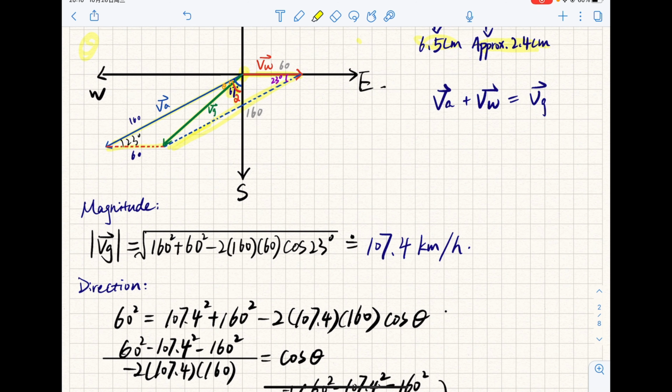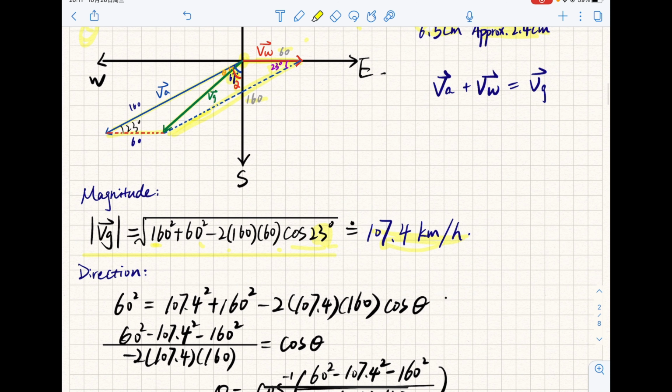Okay, now I have finished all the drawing, and I have to calculate the magnitude. I use the cosine law here, with this magnitude formula. The angle opposite this vector VG is 23, so I put cosine 23, and the other two sides are 160 and 60. After I calculated, I get the magnitude of vector VG is approximately 107.4 kilometers per hour.